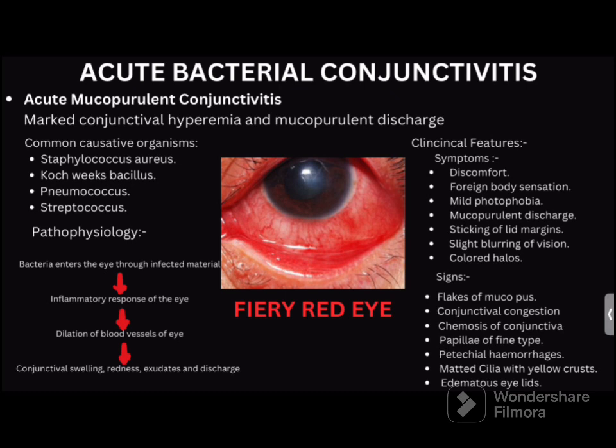All this is about the clinical features. That is your symptoms and signs. Right, so a quick review. Symptoms, you look for discomfort, foreign body sensation, mild photophobia, mucopurulent discharge, sticking of lid margins, slight blurring of vision, colored halos. Whereas for the signs, you look for flakes of mucopus, conjunctival congestion, chemosis of conjunctiva, papillae of fine type, petechial hemorrhages, matted cilia with yellow crust, and edematous eyelids.